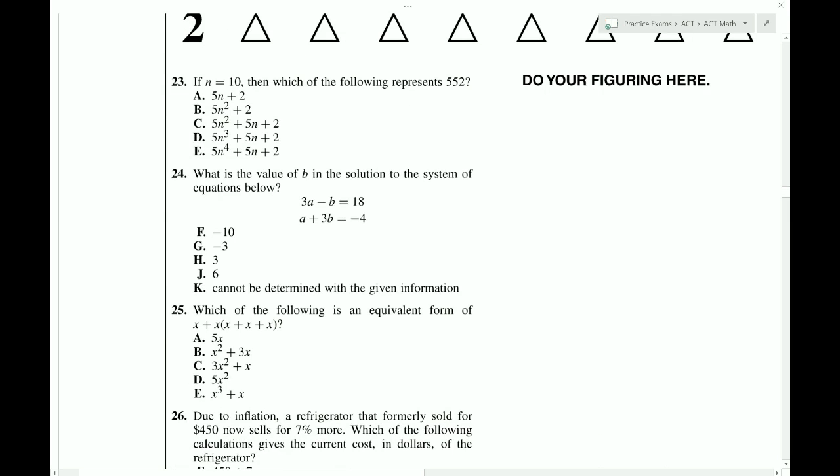So if n equals 10, which of the following represents 552? So 550 and 2, right? If n is 10, this would be 5 times 10, so it's 5 times n. And this would be 5 times 100, which is 10 squared, so it would really be 5 times n squared. So this is probably going to be the answer, and that's choice C.